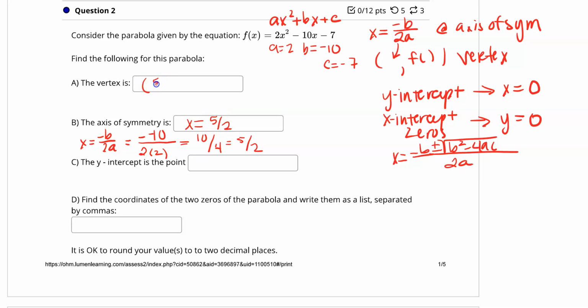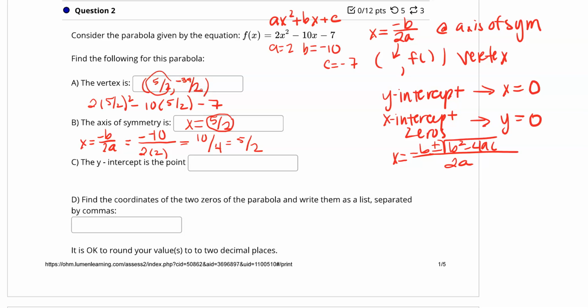So my vertex would be 5 over 2, and then we're just going to take this x value right here, same one here, we're going to plug it into our equation for x. So I'll say 2 times 5 over 2 squared minus 10 times 5 over 2 minus 7, and use our calculator to get that value. That gives us negative 19.5, or change it to an improper fraction, that gives me negative 39 over 2.